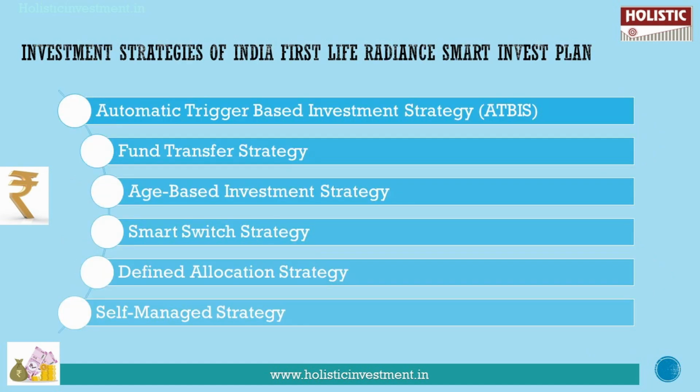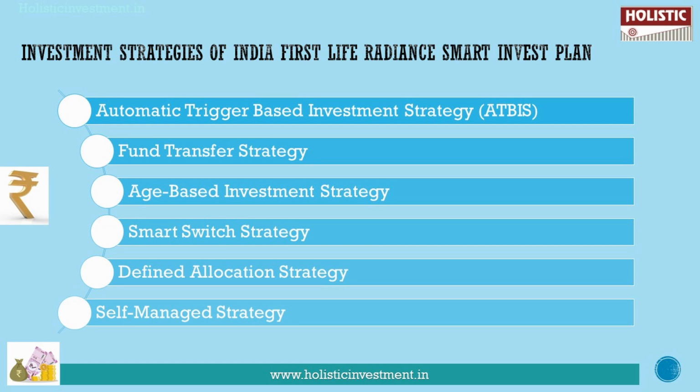So now let us see what investment strategies are available under the India First Life Radiance Smart Invest Plan. First, we have the automatic trigger based investment strategy. If you opt for this strategy, you choose an equity option from the equity fund options, which can be equity one fund, value fund, index tracker fund, equity allied opportunities fund, flexi cap equity fund, and sustainable equity fund. Automatically, the earnings of funds in the chosen equity fund will be transferred to your debt fund based on your predefined trigger rate of 10%.